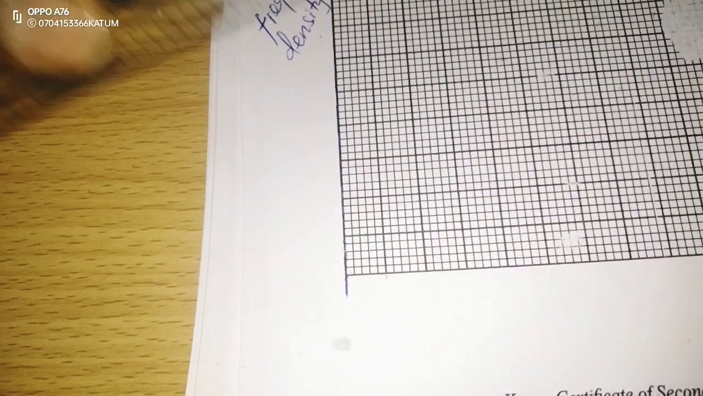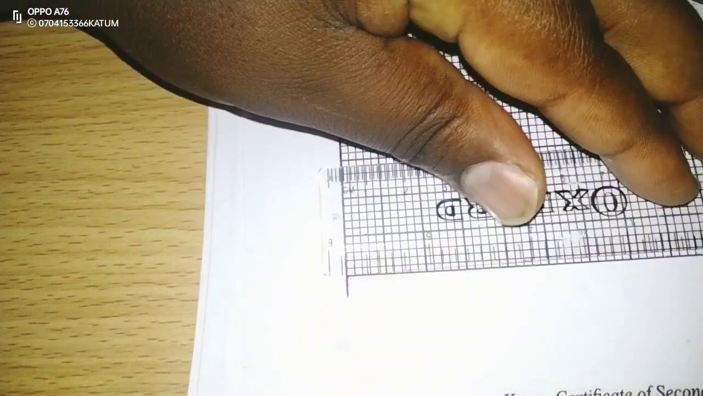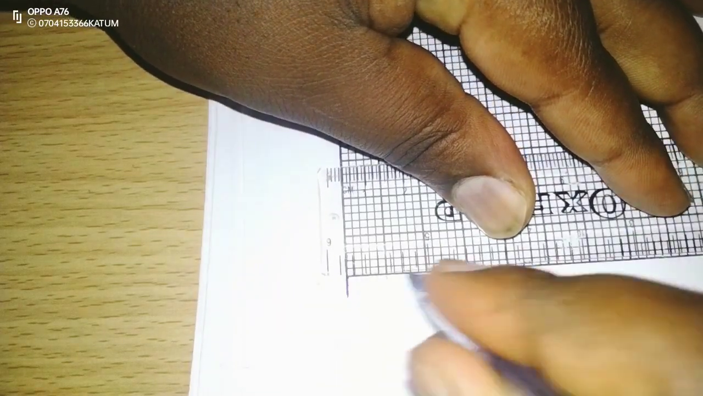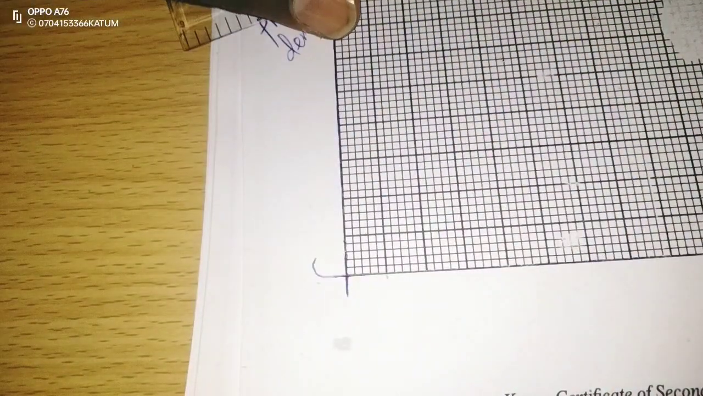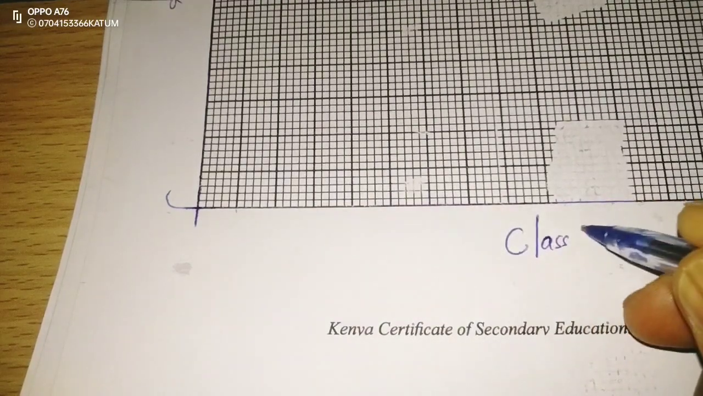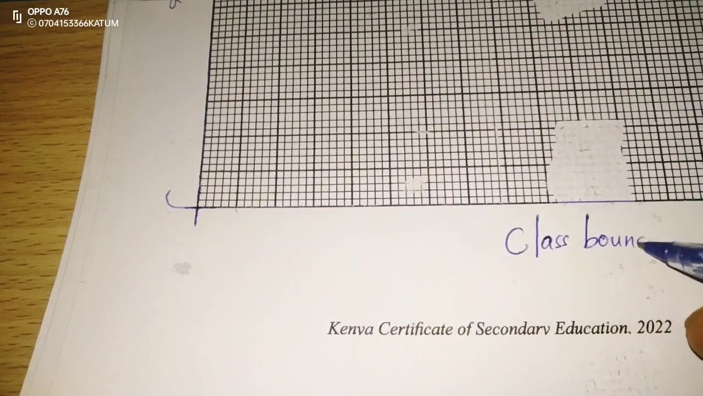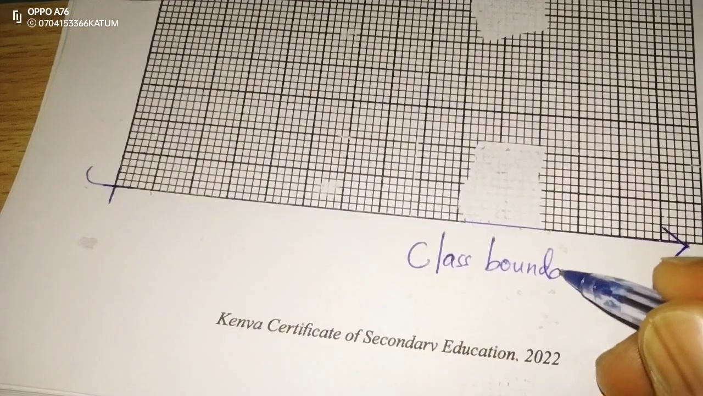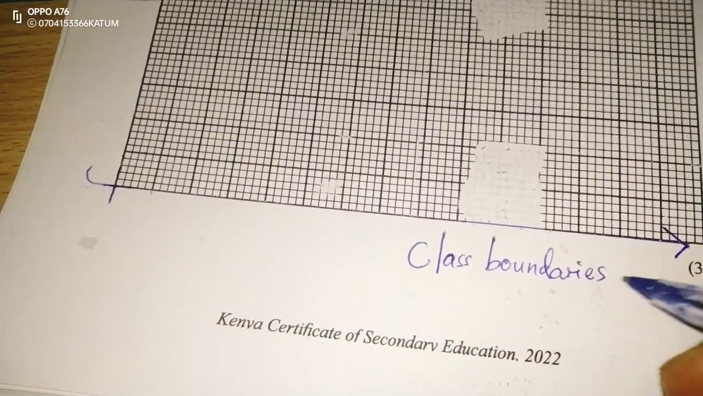Then on the horizontal axis, I'm going to have my class boundaries, or rather the airtimes now. The airtime in shillings. So we're going to have our upper class boundaries here. Class boundaries. So now, let me get a good scale.